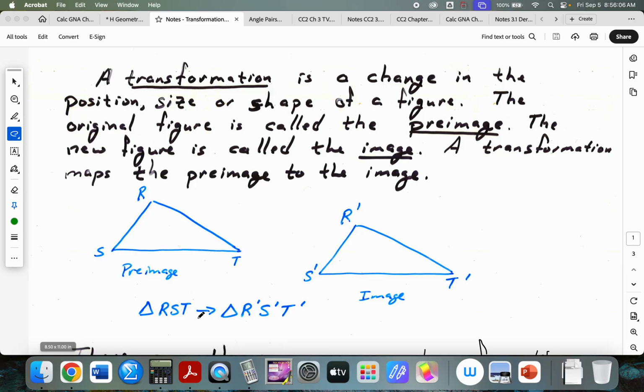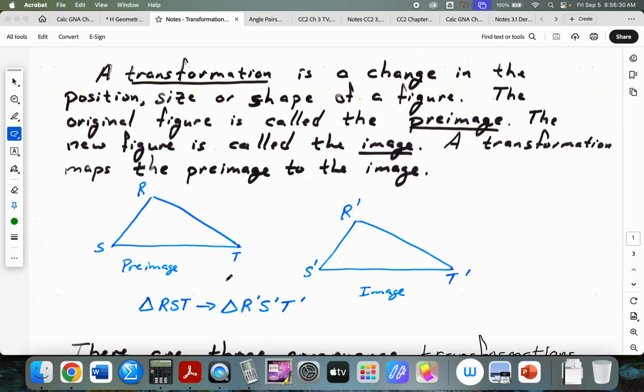Almost always they just use the same letters and add a prime just because that makes it easy. But you could have one where triangle ABC maps onto triangle RST or something like that. And this tells you how to map them. The first letter goes with the first letter, the second with the second, and the third with the third. It just tells you what goes where. So this tells you that we're making a transformation. So this would be like transforms to R prime, S prime, T prime.